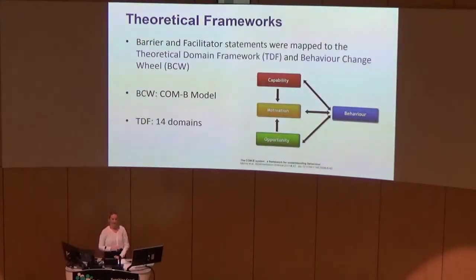We also had our barriers and facilitator questions, and these were linked to the theoretical framework. This was the theoretical domains framework and the behaviour change wheel. The behaviour change wheel utilises a COM-B approach, so C being capability, O being opportunity, M motivation, and B behaviour. And then the theoretical domains framework has 14 domains that are linked into this COM-B model. These frameworks can guide and create a theoretical basis behind formulated behaviour change interventions.